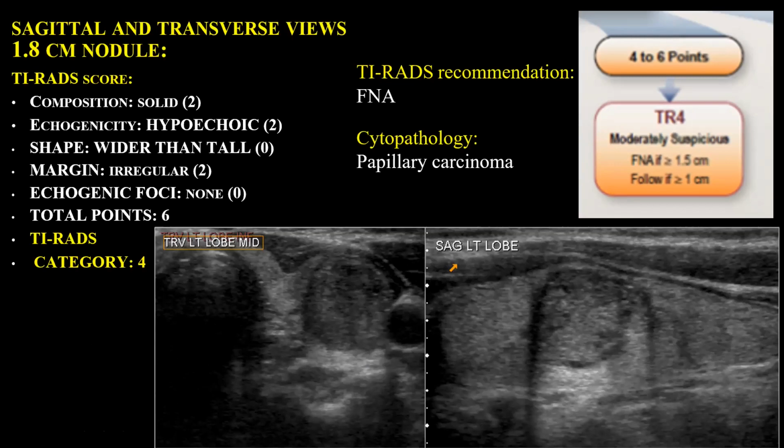But that's all I need. That gives me 2 points for a total of 6 points. A TI-RADS 4 is 4 to 6 points. We're going to FNA it if it's greater than 1.5. And as I said, this was a 1.8 centimeter nodule, and the diagnosis was papillary carcinoma. If it was a 1.2 centimeter nodule, then we would follow.